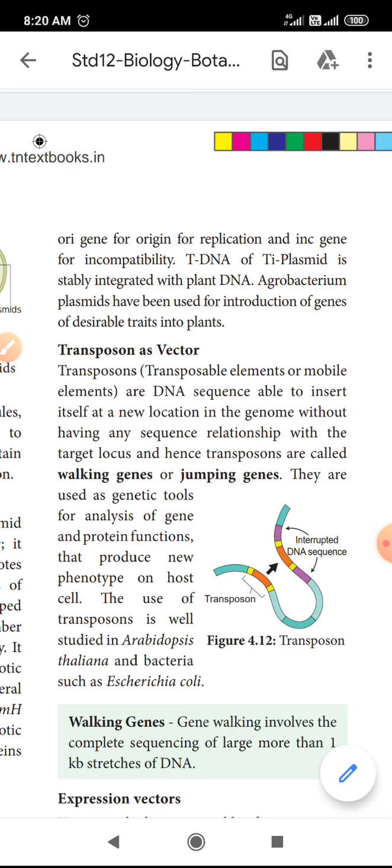Agrobacterium plasmids have been used for introducing genes of desirable traits into plants.